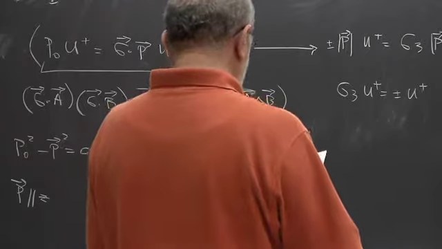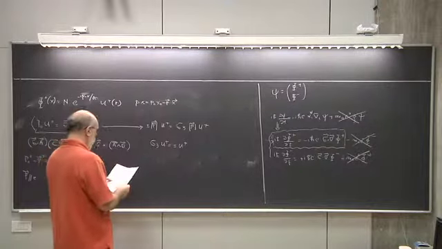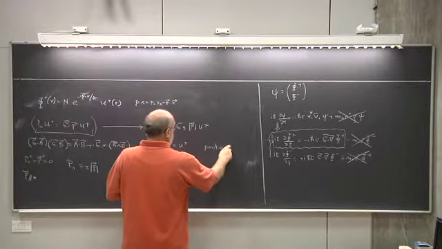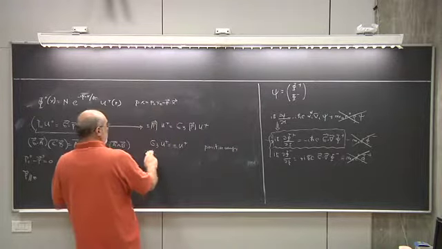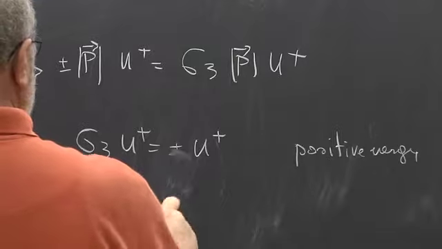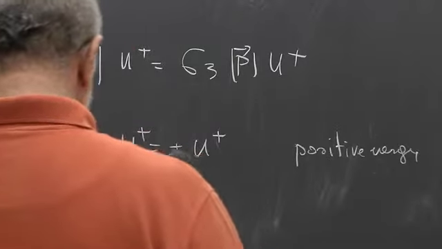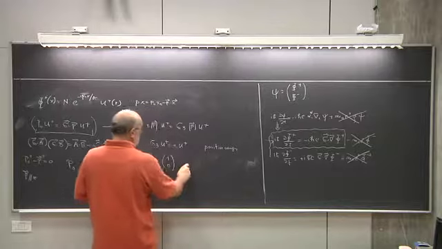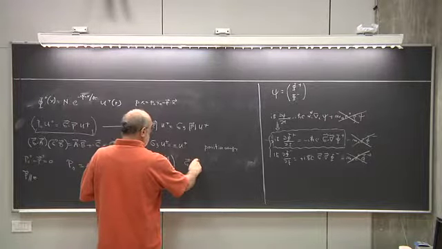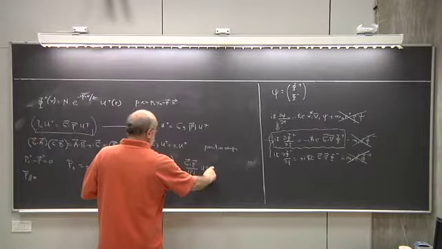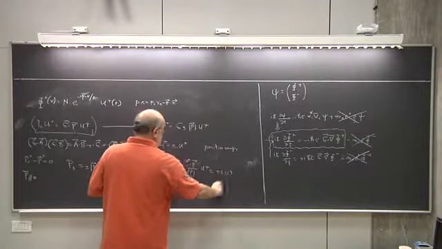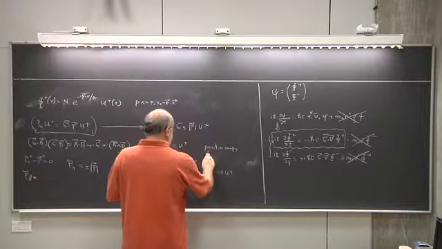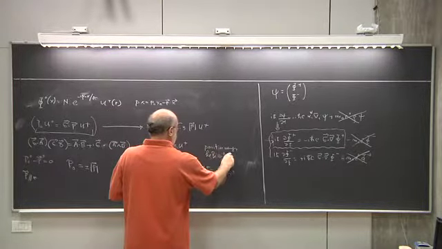Now let's suppose we choose the positive energy solution. Then the solution of this is nothing else than (1, 0). So positive energy is this, and let's calculate the helicity of this u plus. Well, you get immediately 1 times u plus. So positive energy and helicity plus 1.